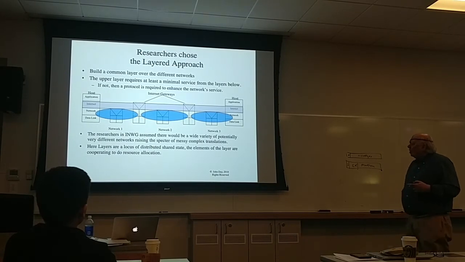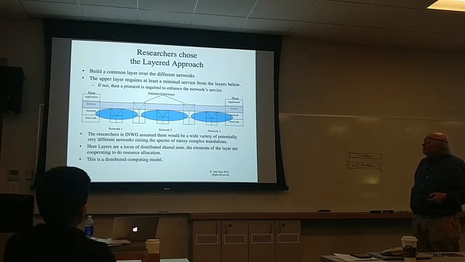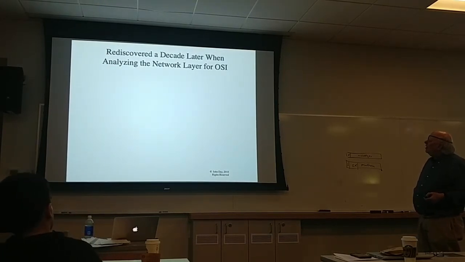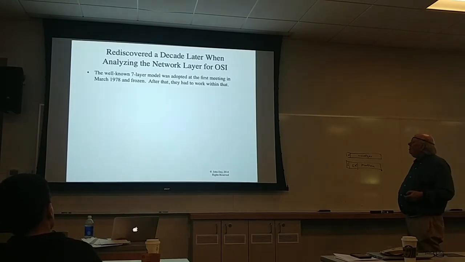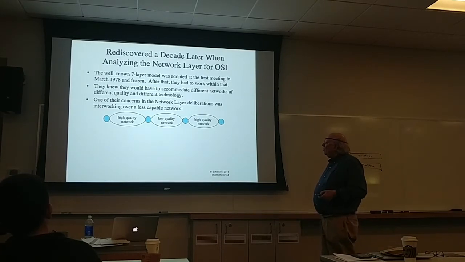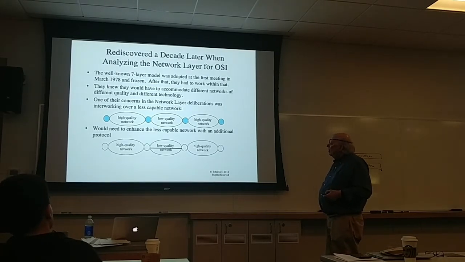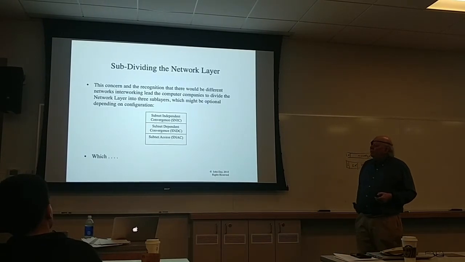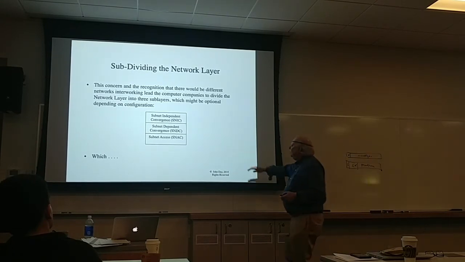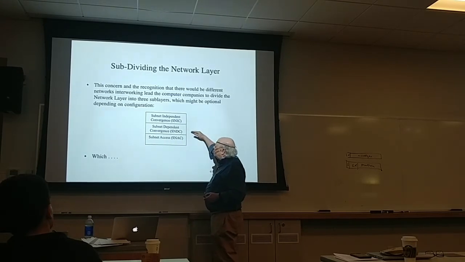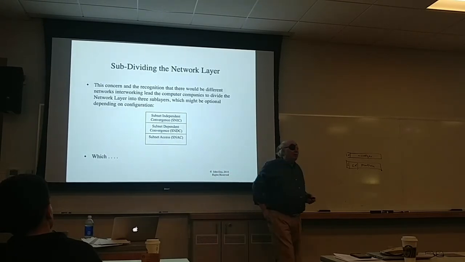And they are cooperating to do resource allocation. Now, this is a distributed computing model. This was rediscovered a decade later when analyzing the network layer for OSI, and they had a problem of what happens if I have a high-quality network on two low-quality networks. I need some way to bring it up to snuff. And so they said that we will subdivide the network layer into 3 sublayers. This is what the native thing provides. This is the common layer we want to have, and if we need to do something to bring it up to snuff, we've got this thing in the middle.